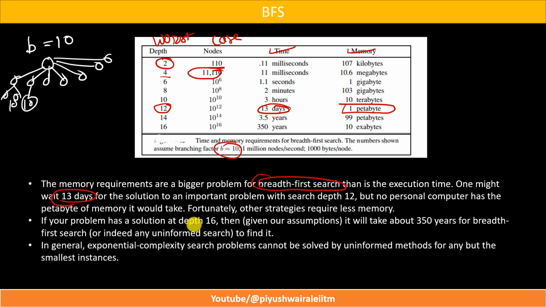If your problem has a solution at depth 16, here you can see, as we increase the depth with a constant branching factor of 10, then according to the assumption, it will take around 350 years for BFS to search it, right? So it is not possible to have such a system which will process 10 exabytes of data. So here you can see the limitation of BFS. As we keep increasing the depth, if our search problem has a longer depth and a branching factor of say 10, then it is not possible for BFS to do that, right?